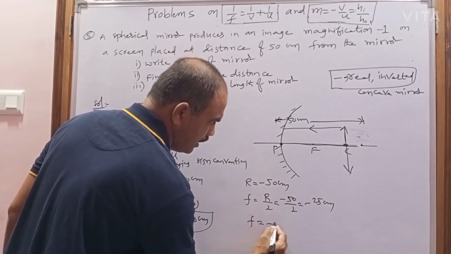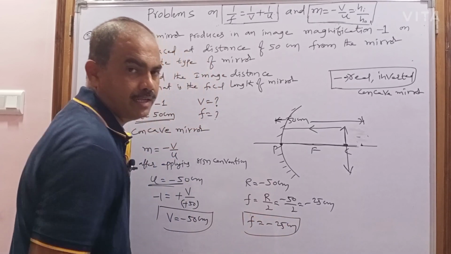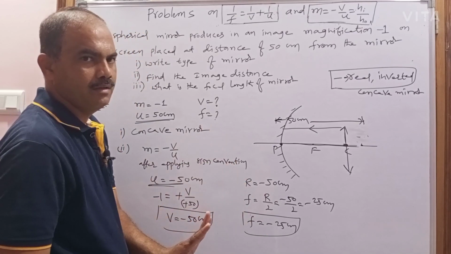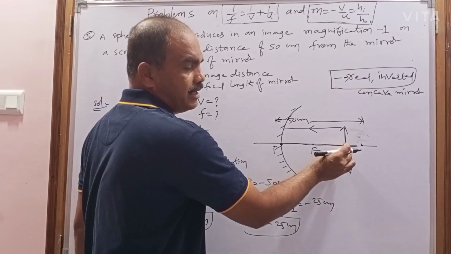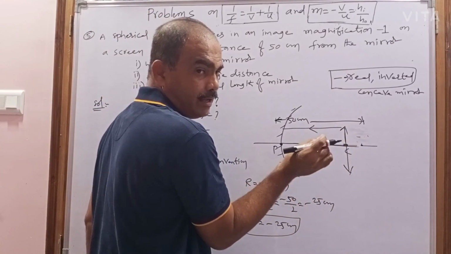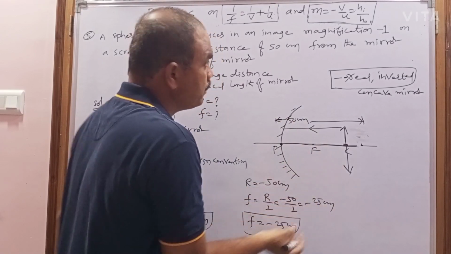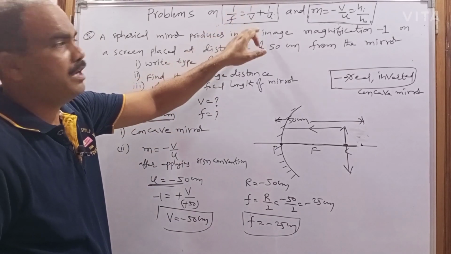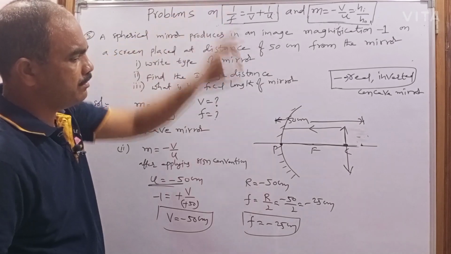So what is the focal length? Minus 25 centimeter. The minus represents that it is a concave mirror. So what is the focal length? 25. So if you know that when the object is at C, the image is also formed at C, you can find it. But if you are unable to guess, then to find the focal length you have to use the formula 1 by f equal to 1 by v plus 1 by u. By using this formula also you can find the focal length.